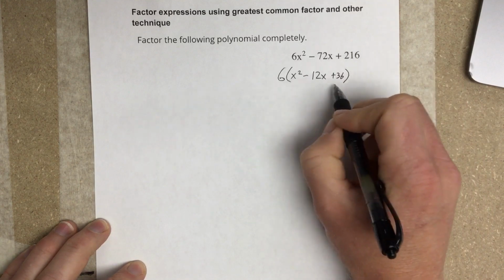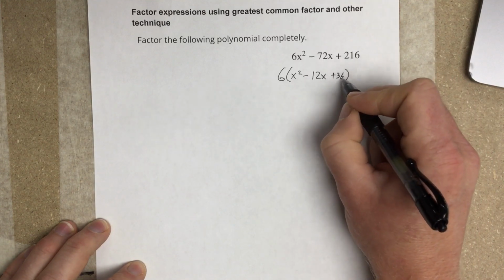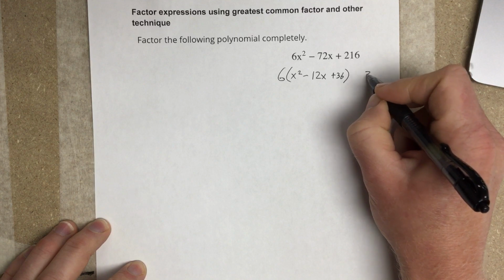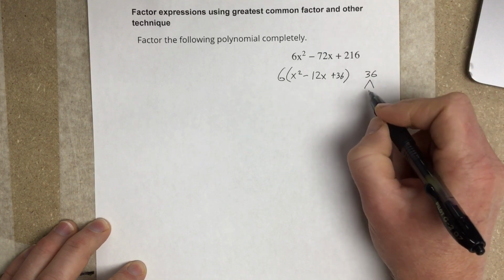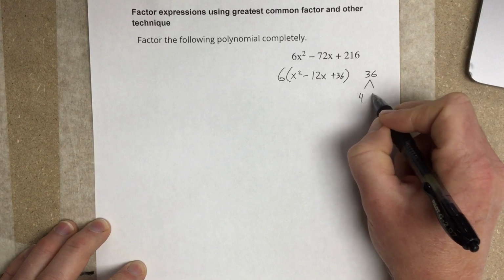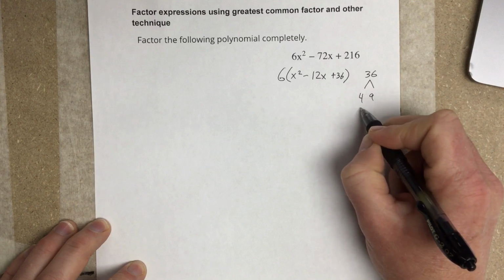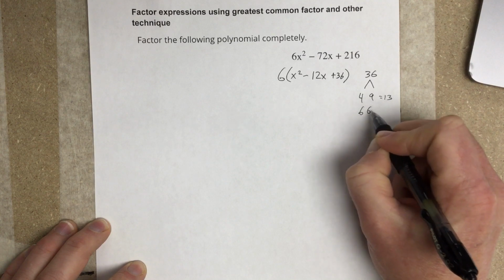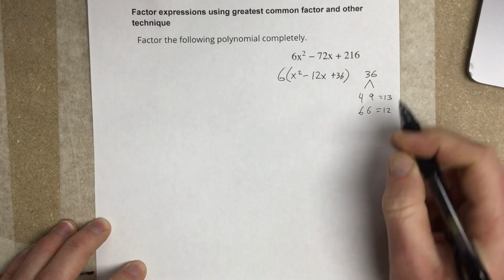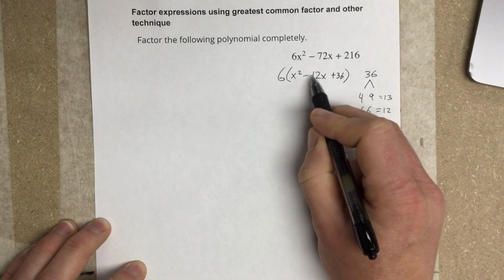Now I'm going to take this trinomial that's left, and I'm going to look at the ending term, which is 36, and I'm going to write out all its factors. So the factors of 36, I've got 4 and 9. Well, 4 and 9 adds to 13. I know 6 and 6 is a factor. That adds to 12. So I don't necessarily need to write out each factor because I found 12.